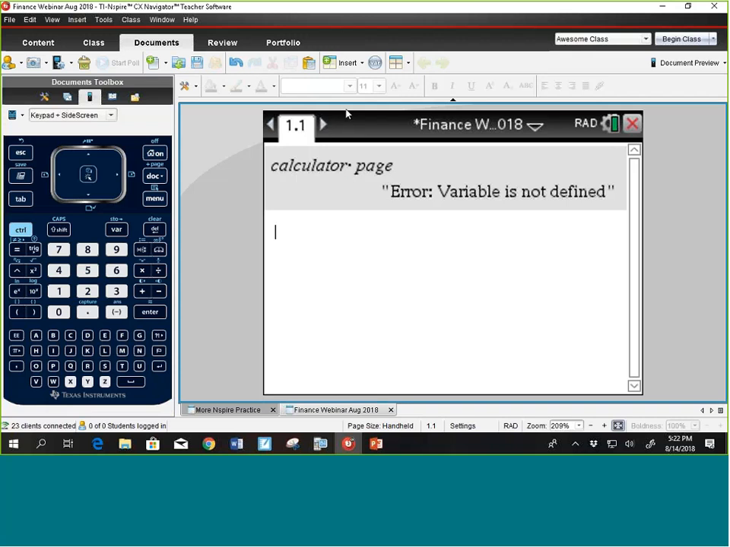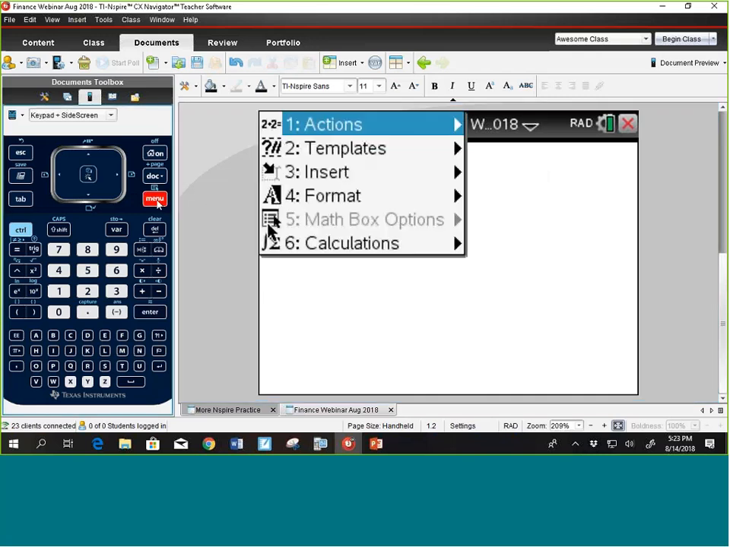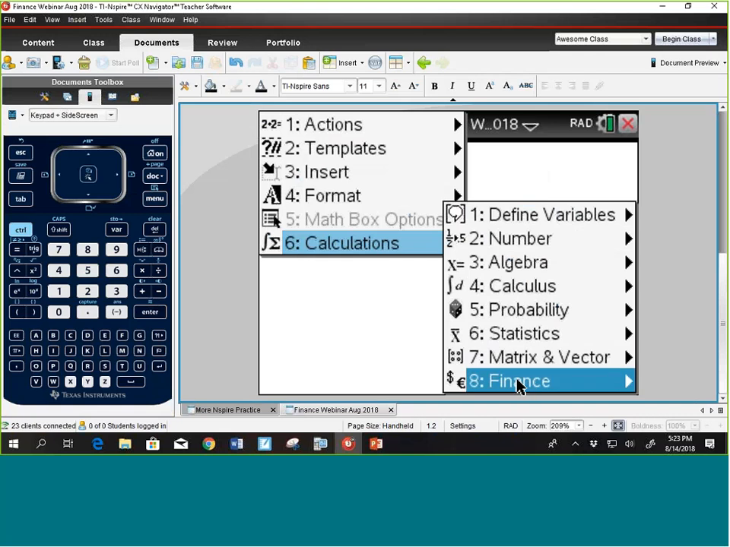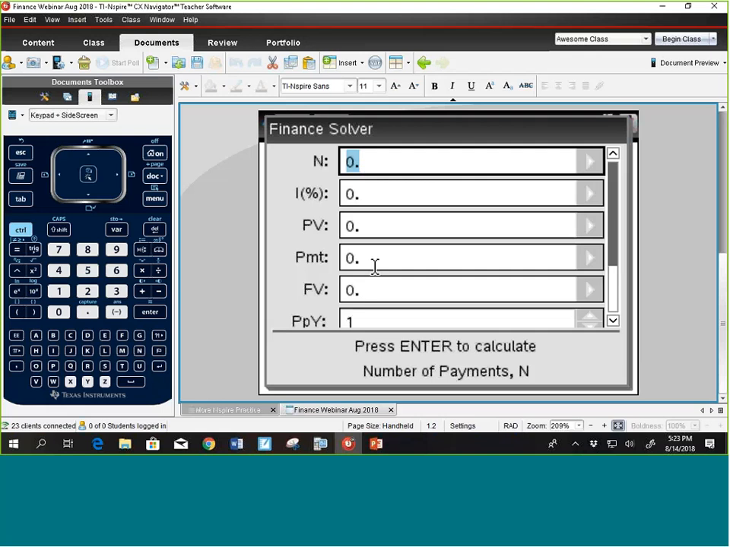So I'm going to insert a notes page now. And I don't know if you guys are aware, but in a notes page, first of all, let's talk about what it is that we're going to have. And I'm going to title this a finance solver. Okay, so a notes page is just, I can go in and take notes, and I can type stuff, and it's not going to italicize it. It's not going to make it a variable. But within a notes page, I can go to menu, calculations, and there's that finance again. So I can go to finance, and I can use my finance solver in a notes page. And that, I think, is pretty slick.